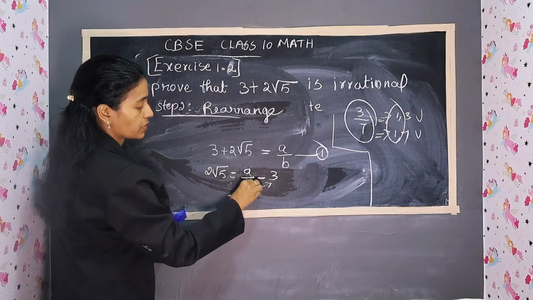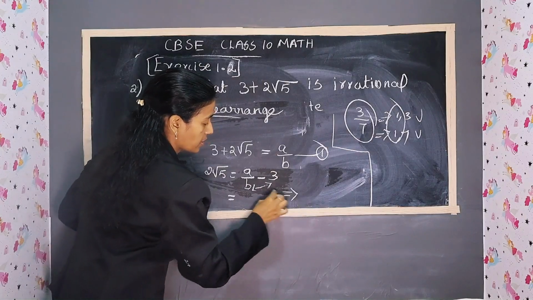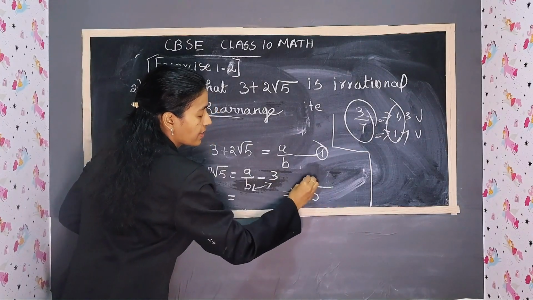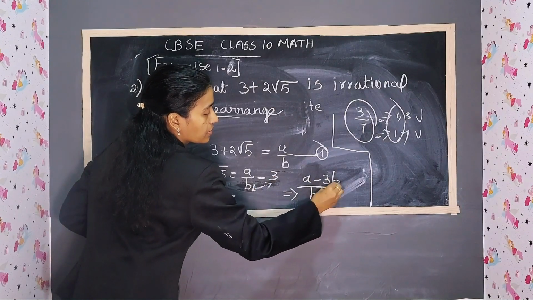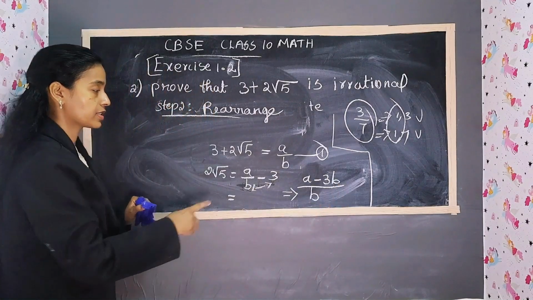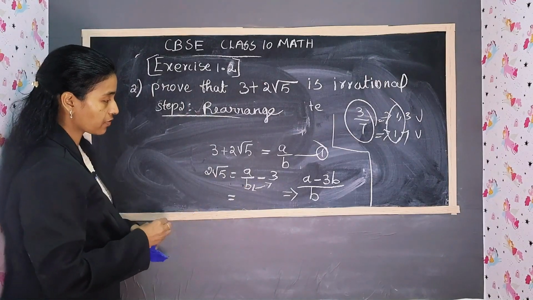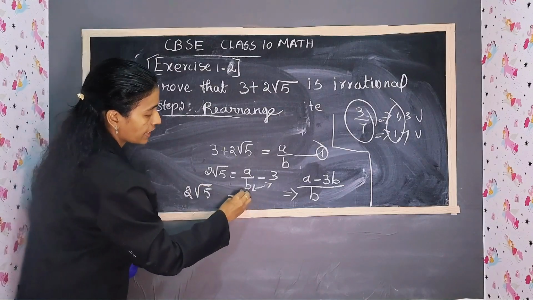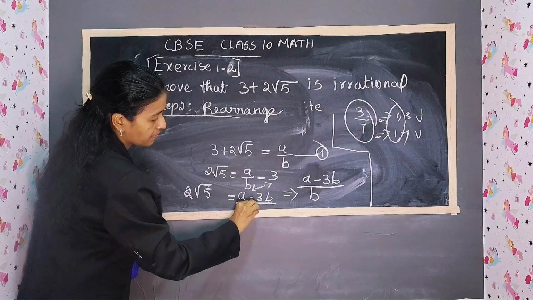And we can do the cross multiplication. So in next step, the common denominator would be B, right? And A is there. A minus 3 into B, 3B, right? So here we have gotten the step 2 square root of 5 equal A minus 3B by B.